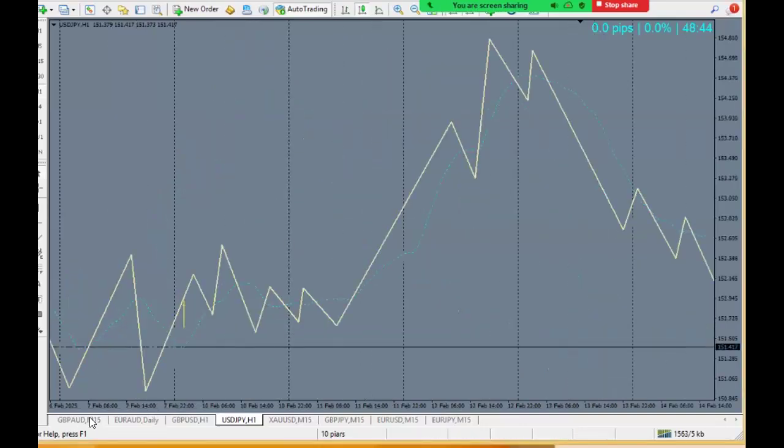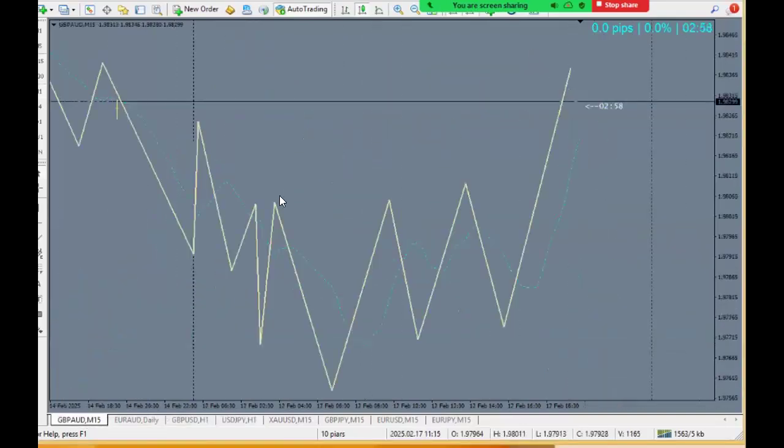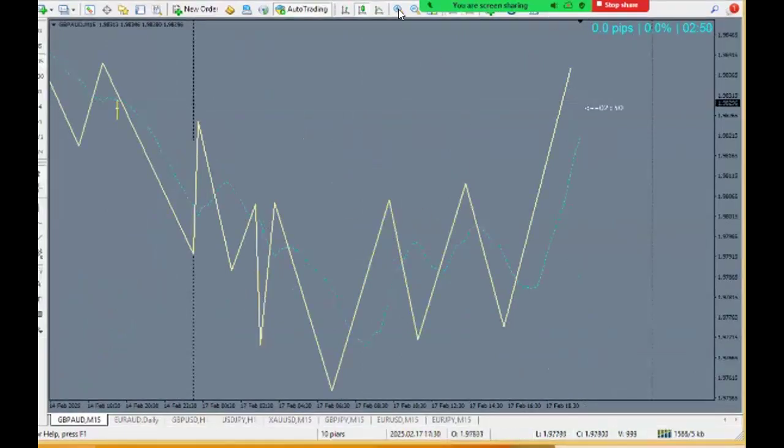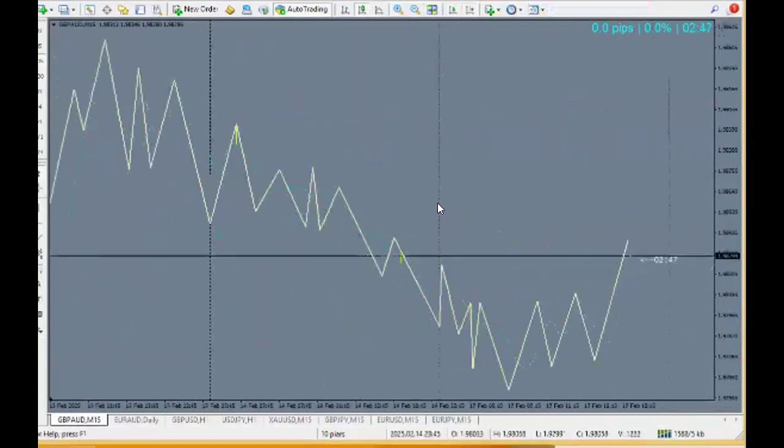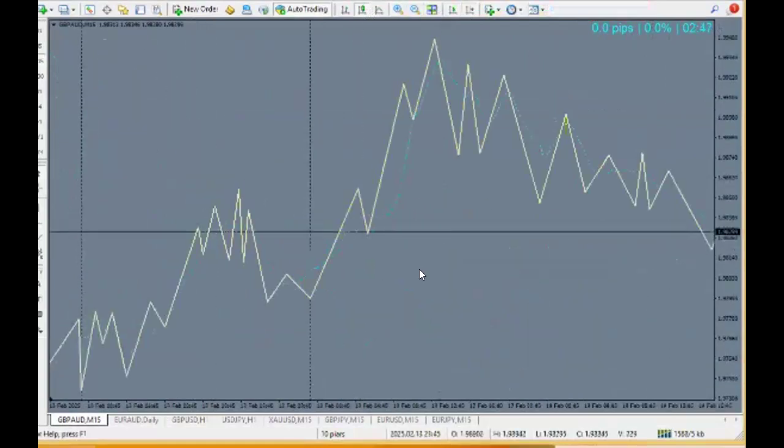Now let's look at another pair. Let me look at this is Euro USD. No, not Euro. This is Pound Aussie. Okay, this is Pound Aussie. Let me see. Just a sec. Let's move this one. Okay. So Pound Aussie. This is even the 15 minutes now.